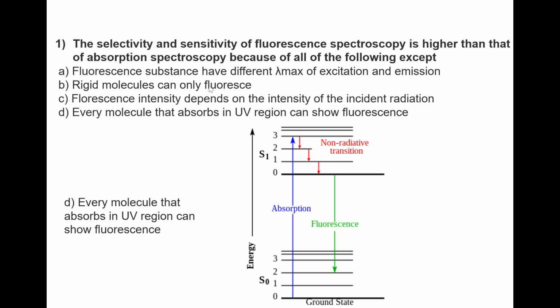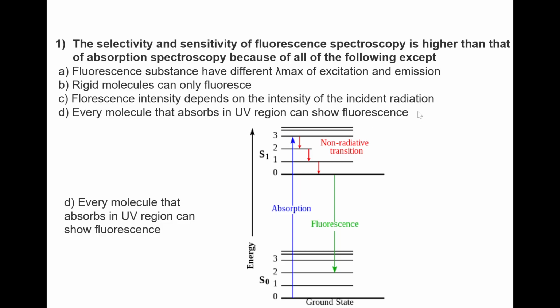Then, rigid molecules can only fluoresce, because if you have certain other molecules, the fluorescence can be quenched by other molecules. So this is also correct. Fluorescence intensity depends on the intensity of the incident radiation. Obviously, when you are giving incident radiation, it depends upon how much energy the molecule will be absorbing. But every molecule that absorbs in the UV region can show fluorescence.